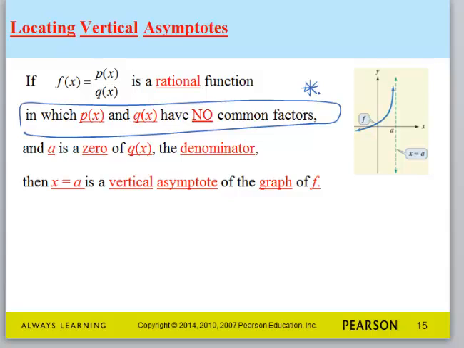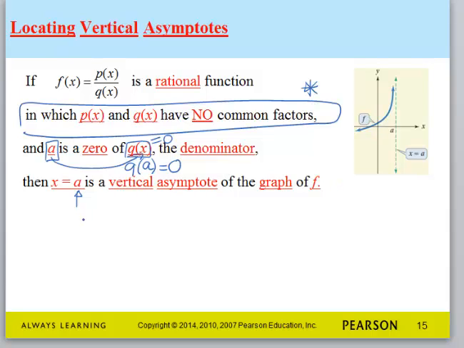And if a is a 0 of q of x, it means that when you put a for x, then q of a is going to be 0. So all they are saying is that a is a value of x that makes q of x 0. So they're telling you that if you have such a value, then you will have a vertical asymptote at this value a of x. When x is equal to a, you will have a vertical asymptote of the graph of f.